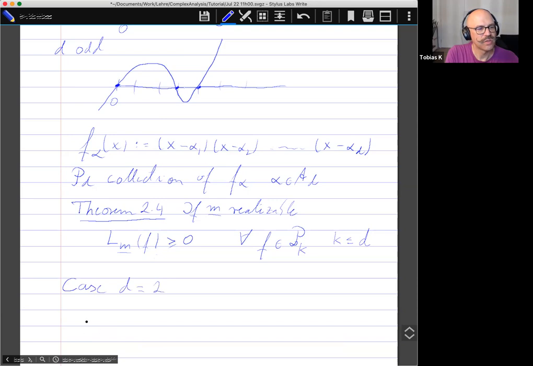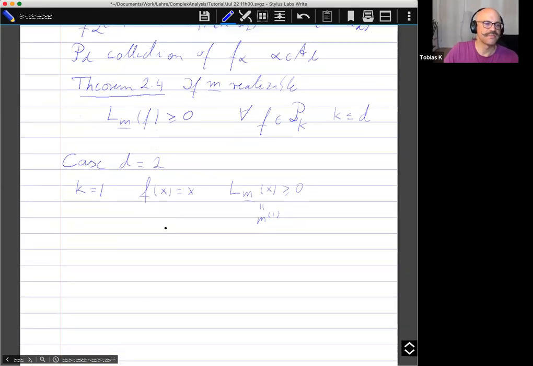if we have k equal to 1, then the only polynomial we have is f equal to x. And so we get the condition that L of M underline of x is greater or equal to 0, which is one we know. It's just that M1 is greater or equal to 0.